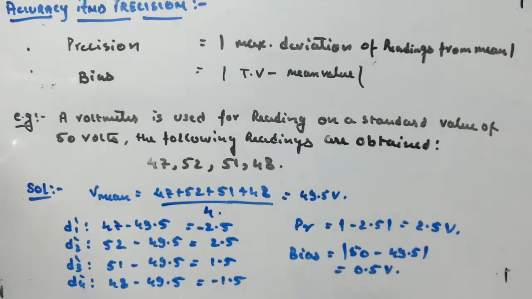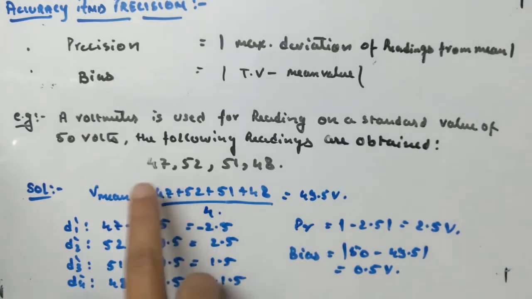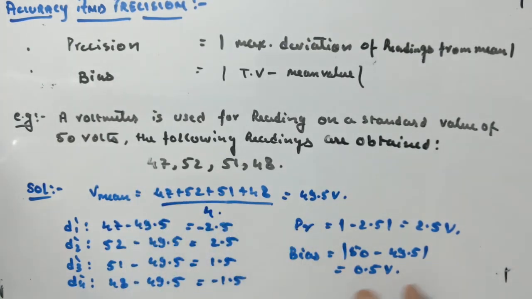And precision is how precisely it can take readings. So that is what we can see here. The mean value is 49.5, and it can take readings precisely within the range of 2.5 volt. Okay.